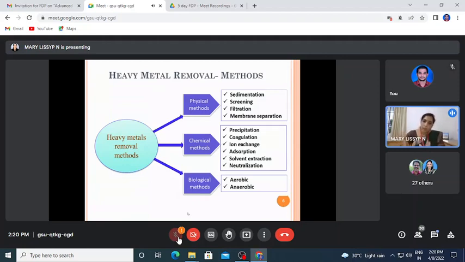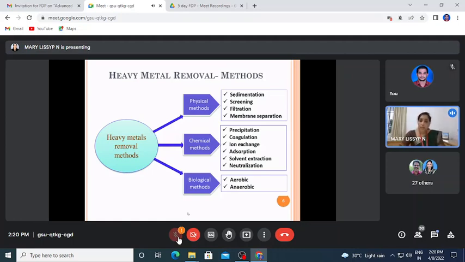Now, when we look into these methods, why do we concentrate on only one method, adsorption? When we compare it to the other methods, why do we go behind the adsorption technique? Because in many of the other techniques, the main disadvantage is that the amount of sludge formed after the treatment is high. Then after the treatment, we have to think about how to manage the sludge and where to dispose of it.